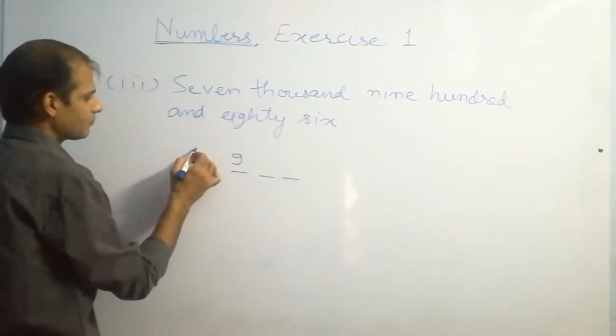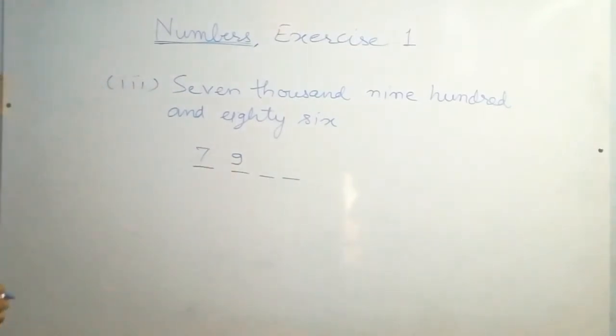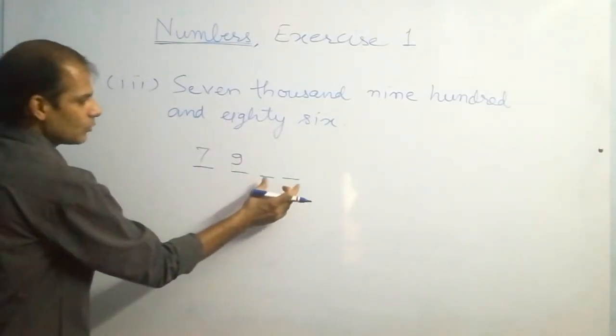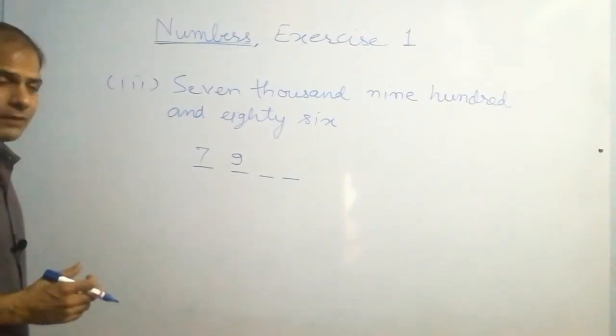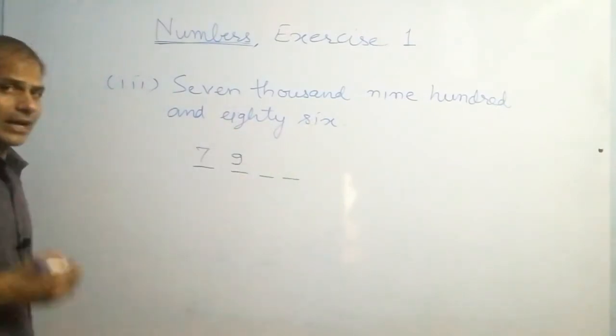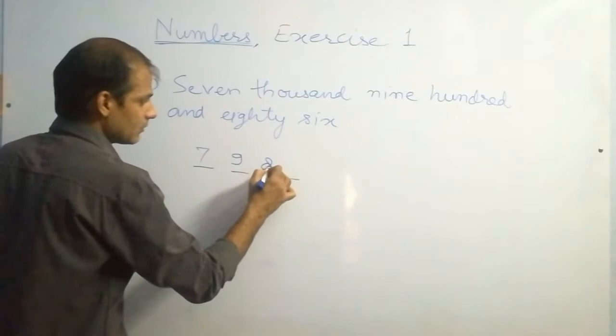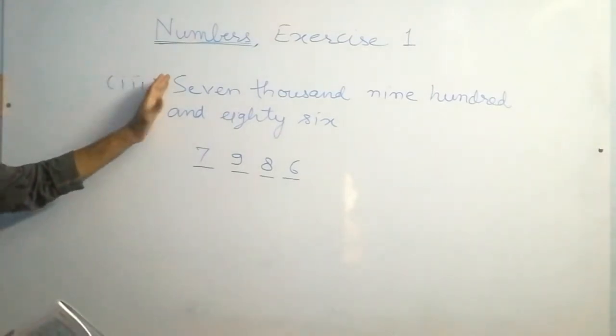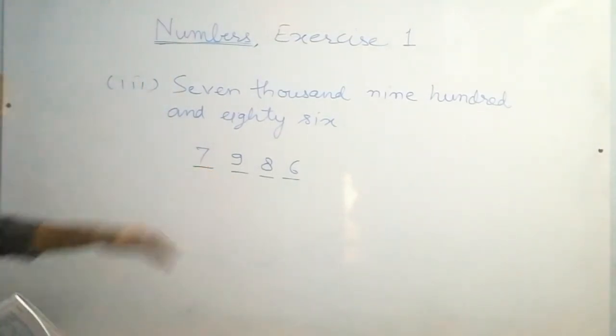Okay. What is after 100? It is 86. Direct 86. As you know, we have 2 places left, and in 86 there are 2 digits. So we will write 86, and the number is 7,986. So this word form is equal to this numeral.